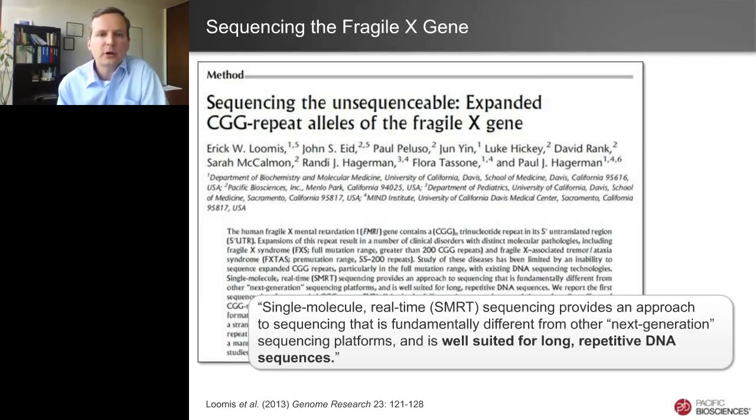And so in a paper entitled Sequencing the Unsequenceable, Paul Hagerman from the School of Medicine at the University of California in Davis describes the ability of single-molecule real-time sequencing to characterize this particular important gene and allele. And in the paper, they describe that SMRT sequencing provides an approach to sequencing that is fundamentally different from other next-generation sequencing platforms and is well-suited for long repetitive DNA sequences.